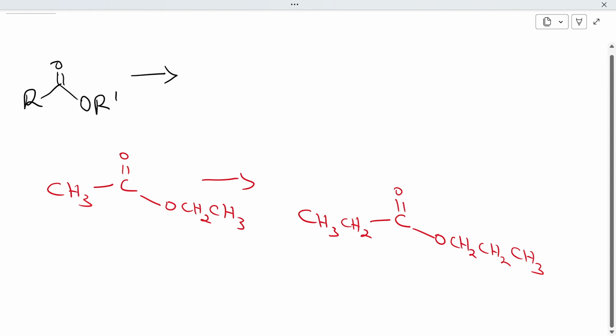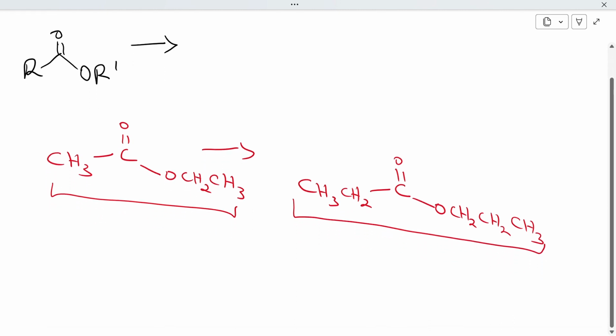Now I'm having a type of ester, this one here, and I can decide to change it into this type of ester through a concept known as transesterification.